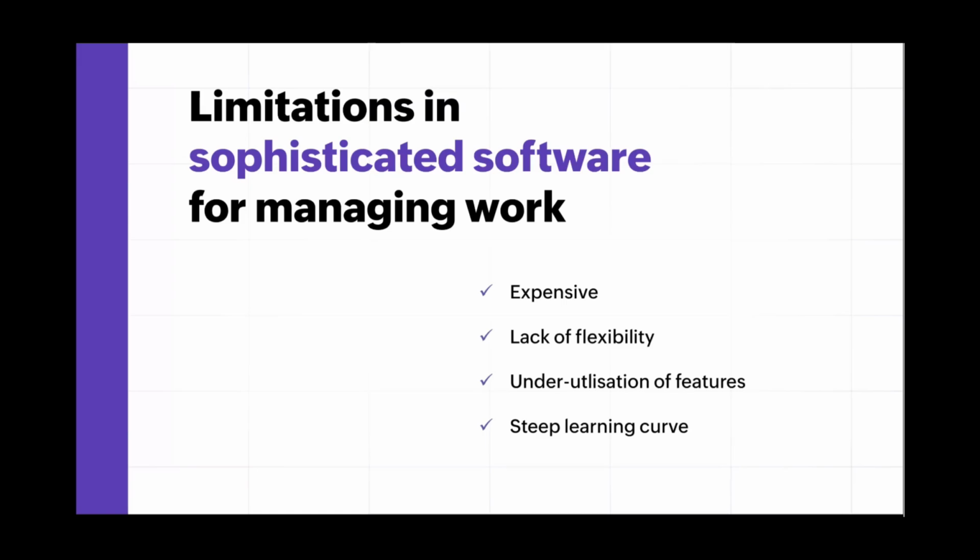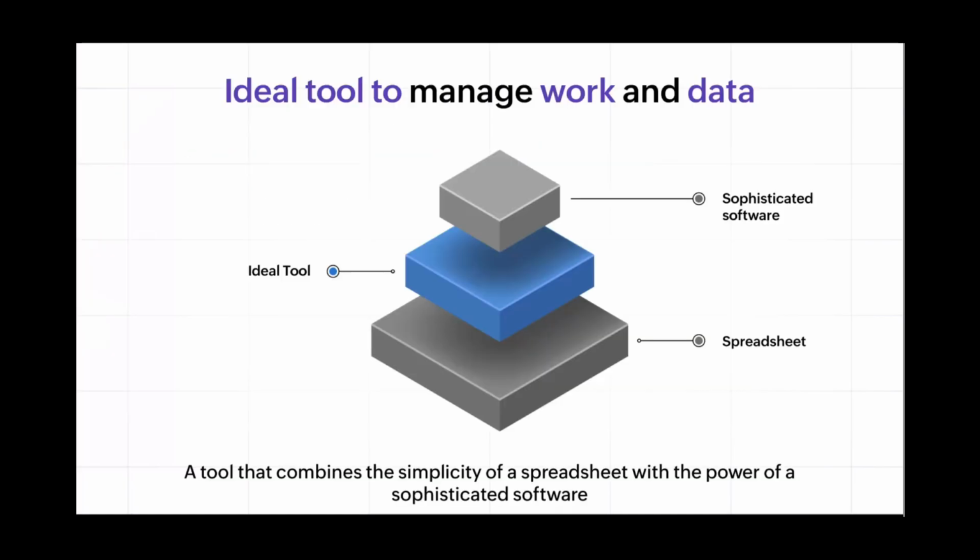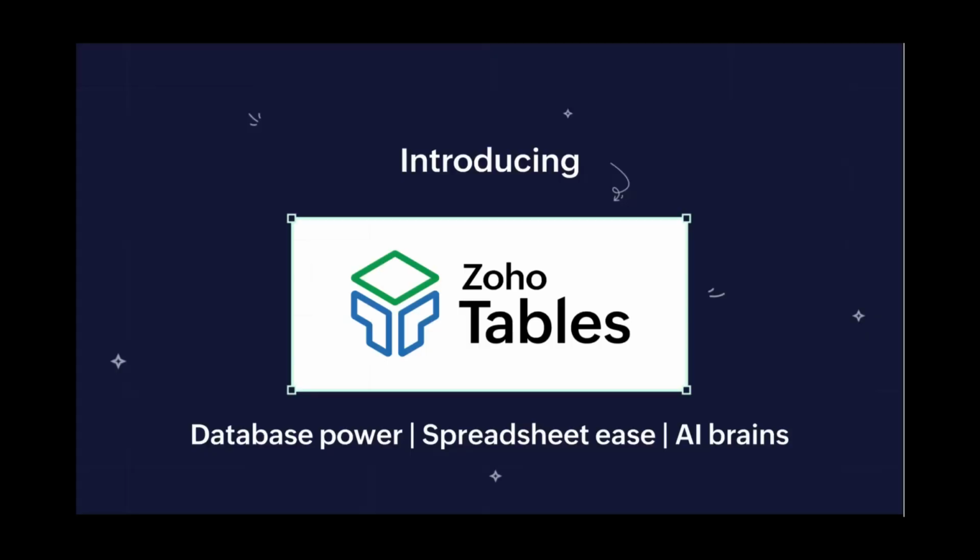So now we know there are challenges associated with both spreadsheets and sophisticated softwares. How can we overcome these challenges? What is the solution? We need something that plays right in between a spreadsheet and sophisticated software. That is where Zoho Tables comes into the picture. Zoho Tables is a spreadsheet-database hybrid, with the flexibility and familiarity of a spreadsheet plus database power.